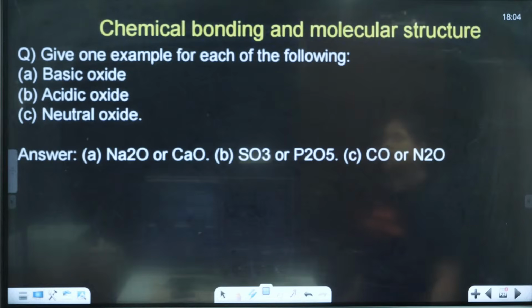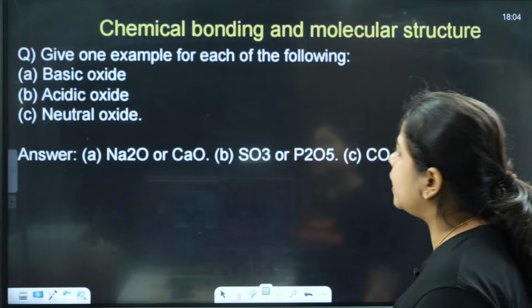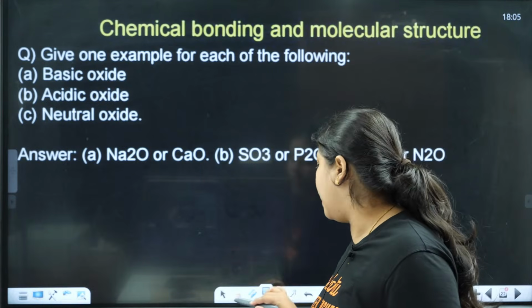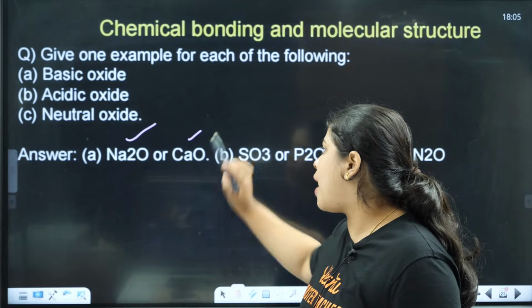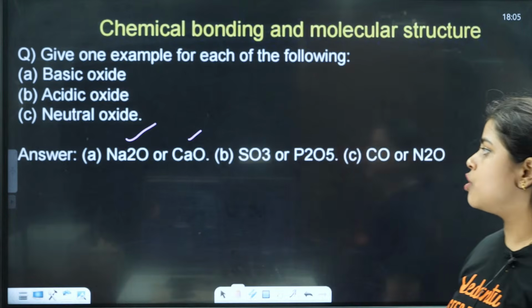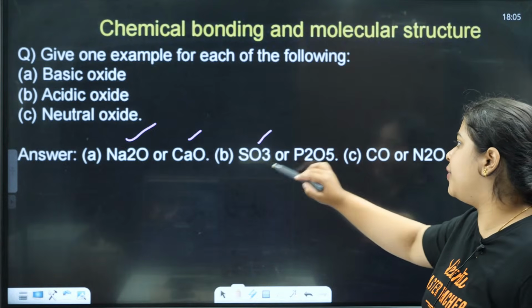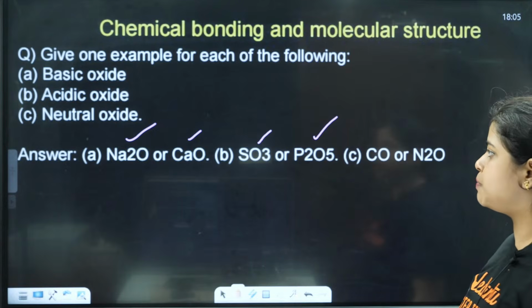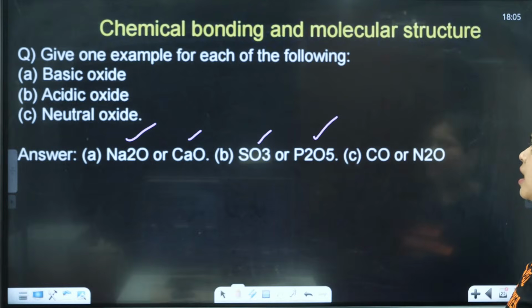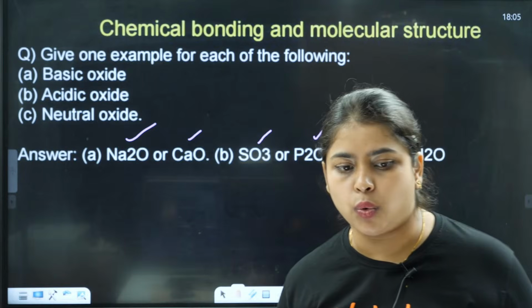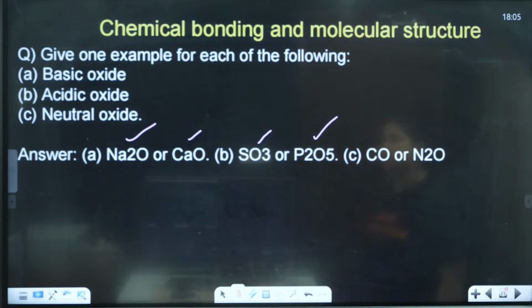Clear? Next, give one example for each of the following. A basic oxide must contain oxygen, and they are also called oxides. So examples are both Na2O and CaO, that is sodium oxide and calcium oxide. What is an acidic oxide? SO3, sulfur trioxide, or P2O5, that is phosphorus pentoxide. Okay. Next, neutral oxide: CO or N2O. Be active in the chat box, everyone.